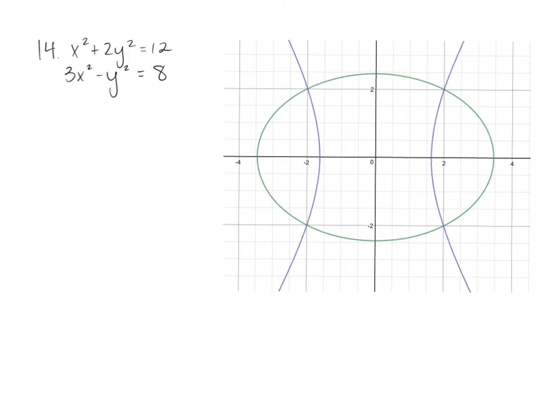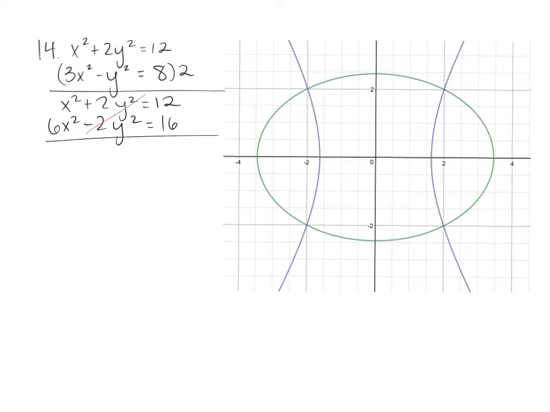In 14, we're given x squared plus 2y squared equals 12, and 3x squared minus y squared equals 8. Unlike in 4, where we were given an equation that was already set equal to one of our y squareds, we don't have that this time. So this time we're going to do linear combination instead. I'm going to multiply the second equation by 2 so that I can cancel out my y's and solve for x. I get x squared plus 2y squared equals 12, and 6x squared minus 2y squared equals 16.